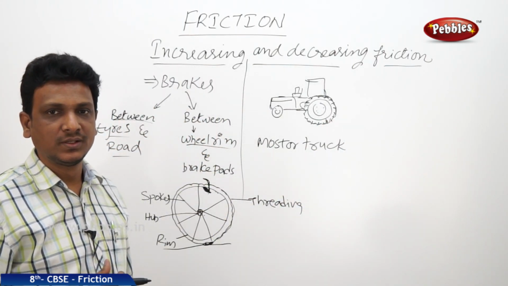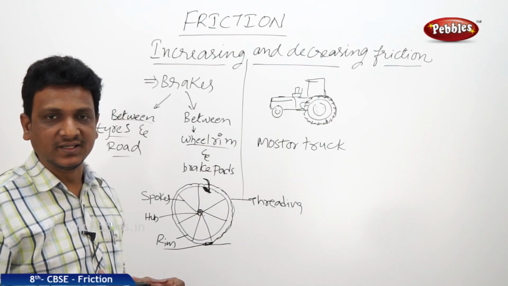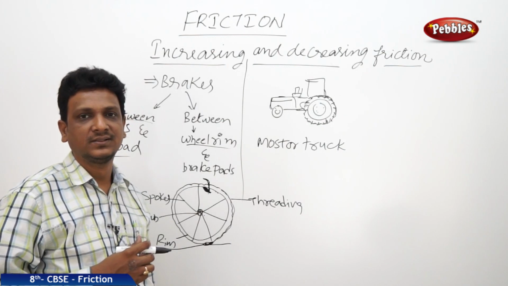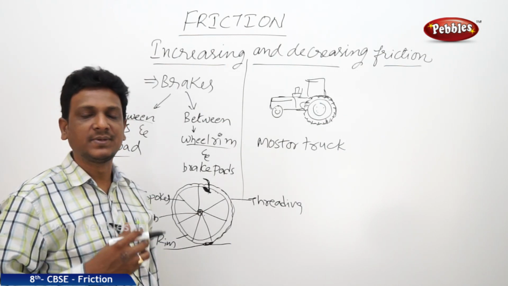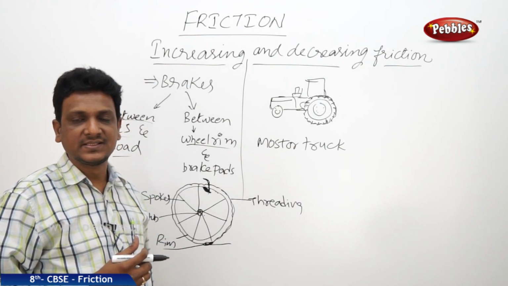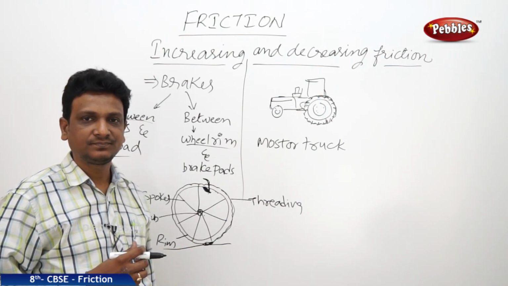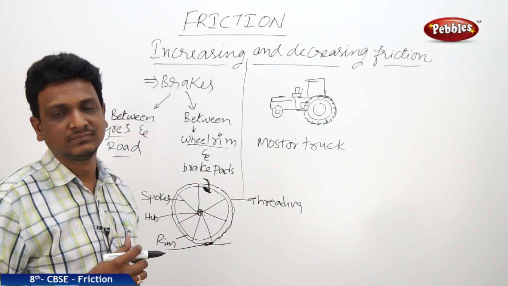So if you want more grip for your tires, you select a tire which has got more threading, more design, more buttons. Sometimes it is called buttoning, sometimes it is called threading. See that your tire has got more buttoning, more design. Then you will have good grip.